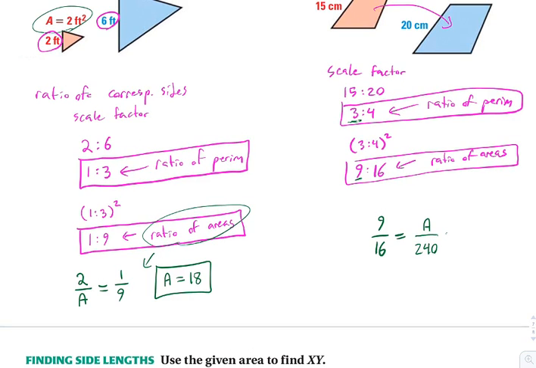So I'm going to just multiply both sides by 240. You could cross multiply, I'm just going to save this step. So we get times 240. So we get that the area equals, now we gotta figure that out. I'll leave that up to you.